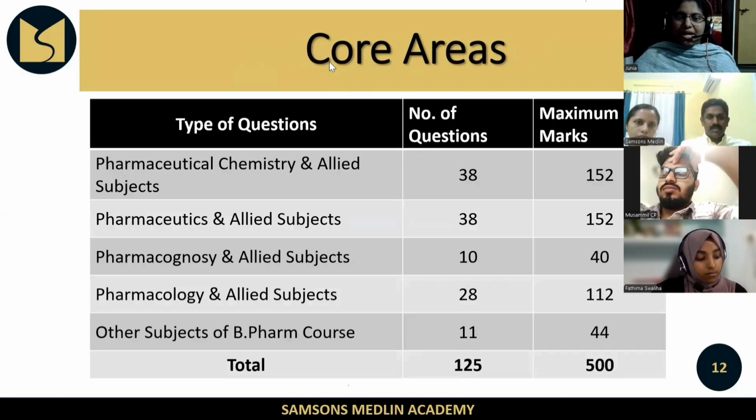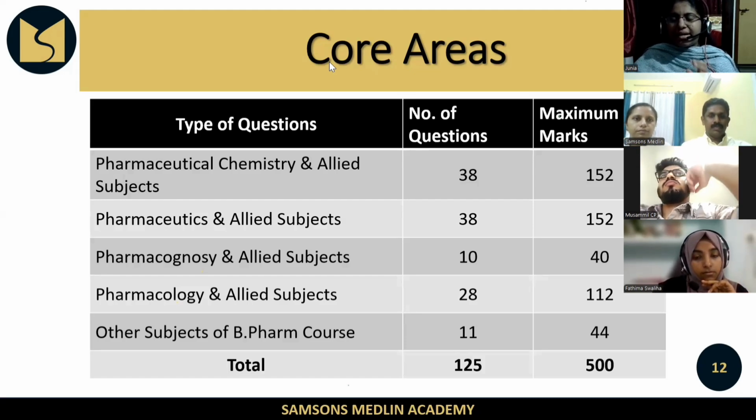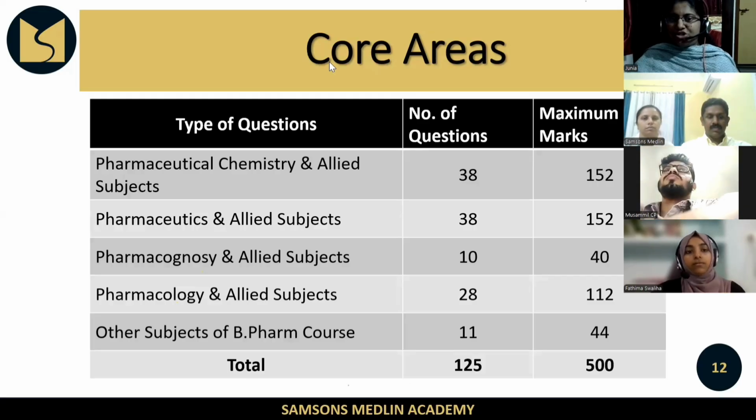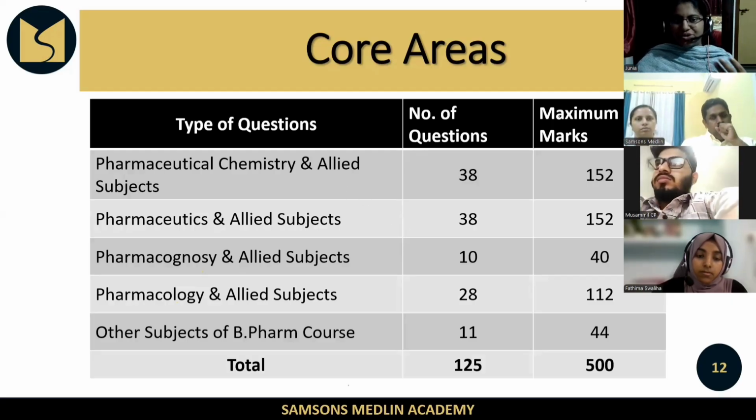So next, regarding the core areas that we need to focus on. You are already going through the B.Pharm syllabus by PCI. So even for the GPAT examination, you can follow the PCI given syllabus, and these are the core areas that we need to focus on for the GPAT exam. If you look at each of the subjects, you can understand that each subject falls in the main domain of either chemistry, pharmaceutics, pharmacognosy or pharmacology.